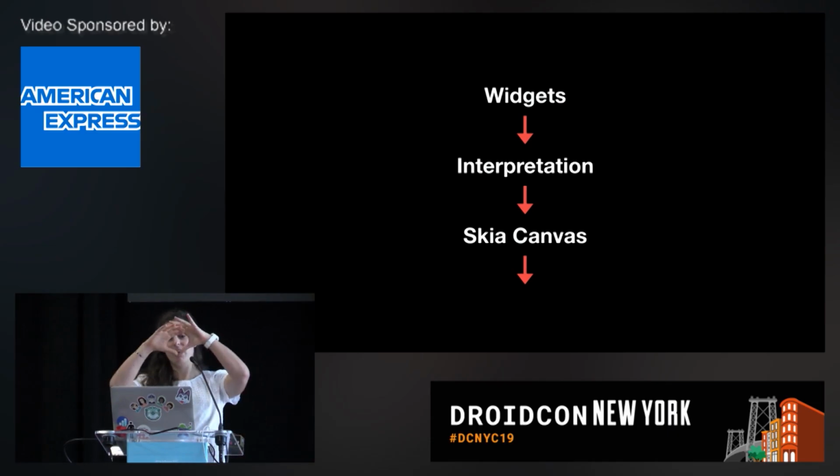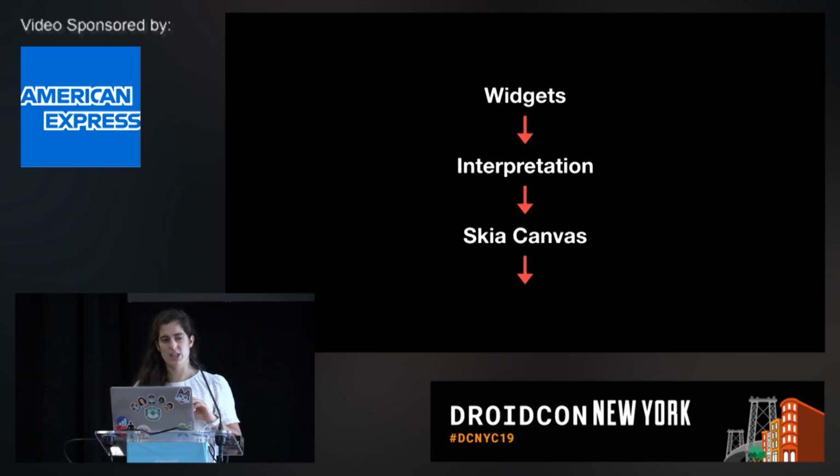Well, in Flutter, you have this widget layer where you're creating your UI. It's very much like the components in React Native. And then you have some interpretation layer that I'm going to hand wave on for a second. And then it outputs directly to a Skia canvas, which goes into the native canvas and gets rendered.